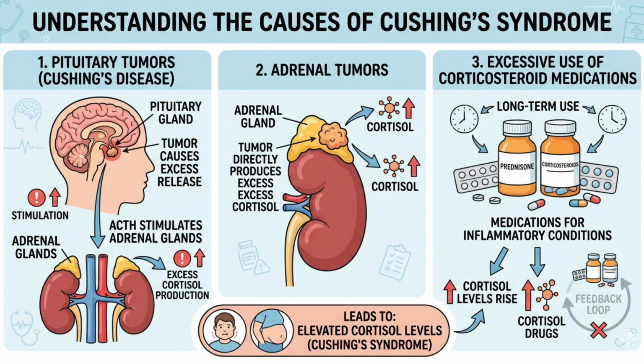Second, endogenous causes. This means the body itself is producing too much cortisol. The most common endogenous cause is Cushing disease, which is caused by a pituitary adenoma. The pituitary gland produces too much ACTH, and ACTH stimulates the adrenal glands to produce excess cortisol. Another cause is an adrenal tumor, such as an adrenal adenoma or carcinoma. In this case, the adrenal gland directly produces too much cortisol and ACTH is usually low.